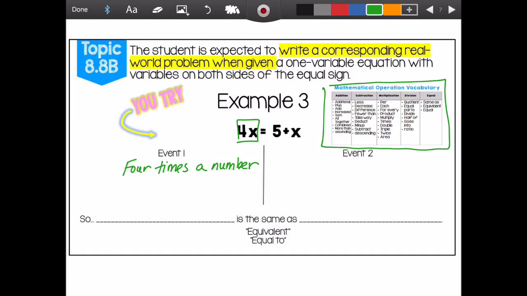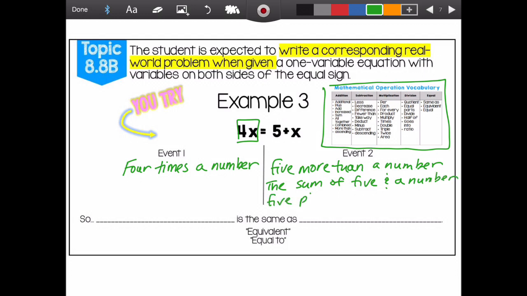5, or x increased by 5, or anything like that. So I'm going to say 5 more than, actually, if I put a number. Again, you also could have written the sum of 5 and a number. Even a more simple one, you could have just said 5 plus a number. So several ways you could have written that.